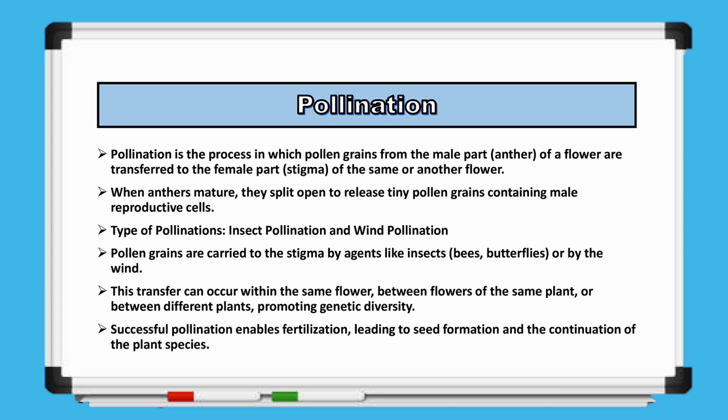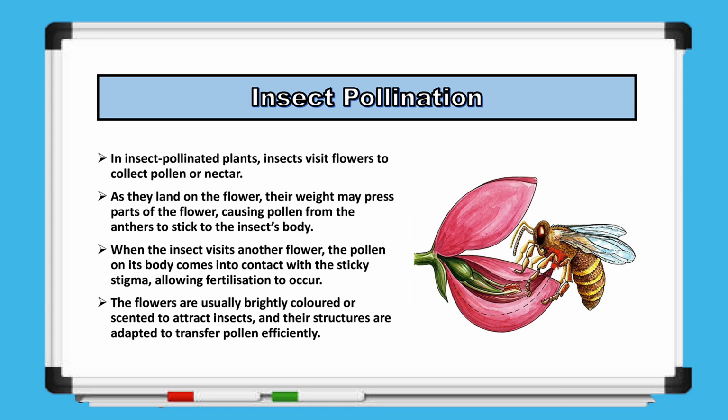Now, let's look at the two types of pollination in more detail. Plants use two main types of pollination to continue their life cycle. First, let's discuss insect pollination.